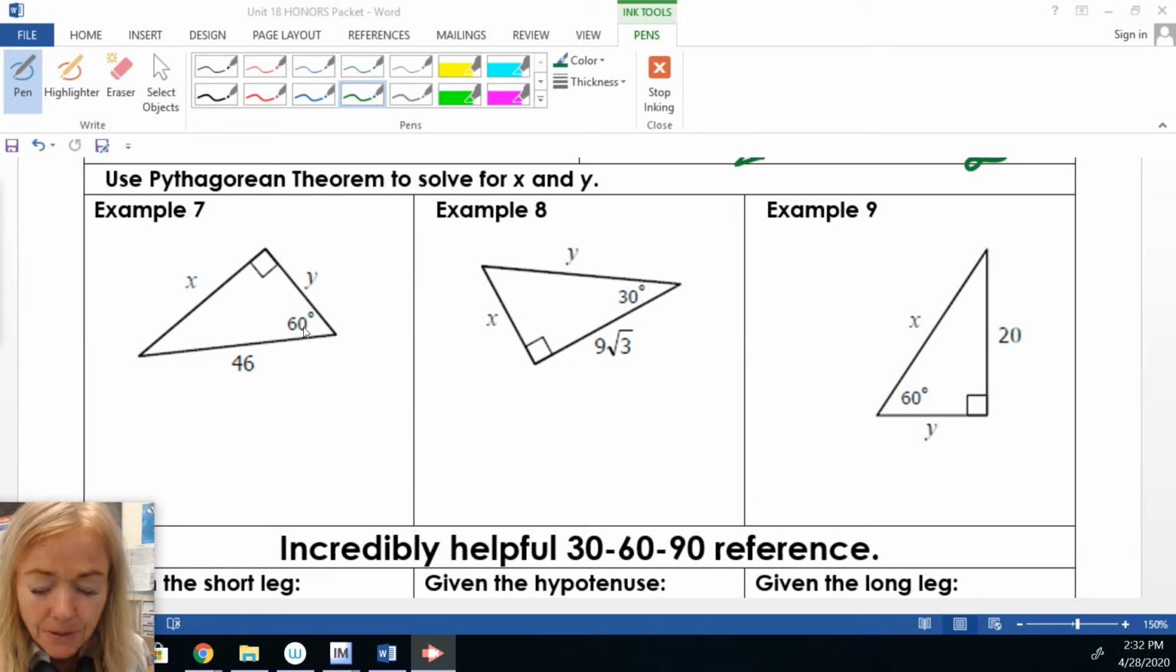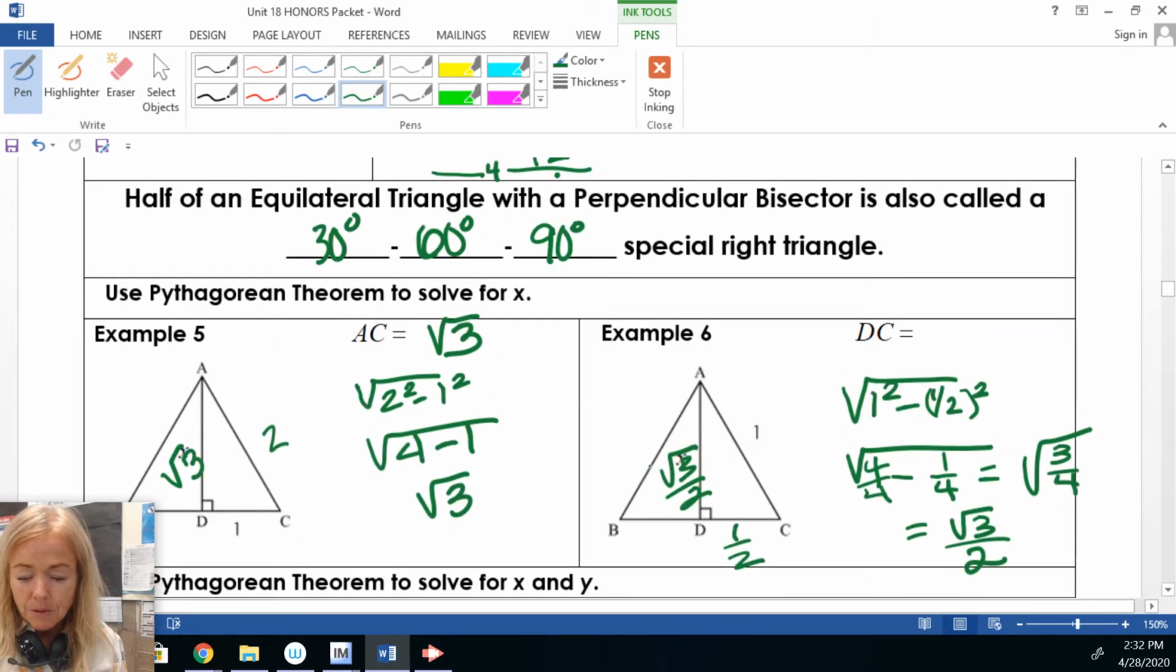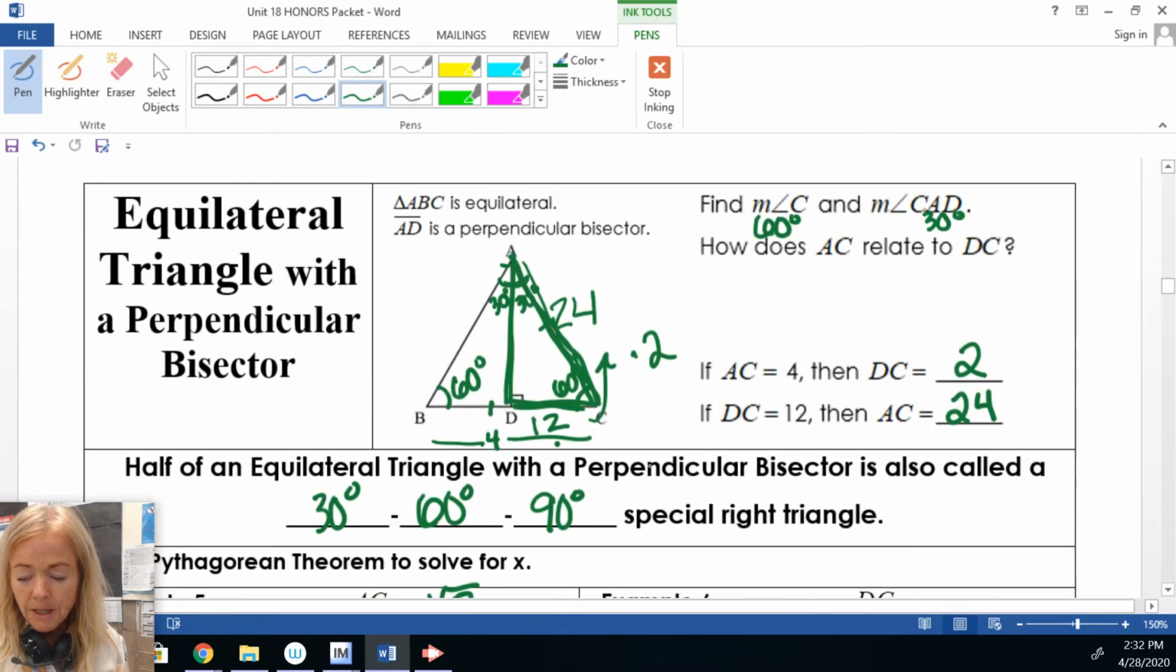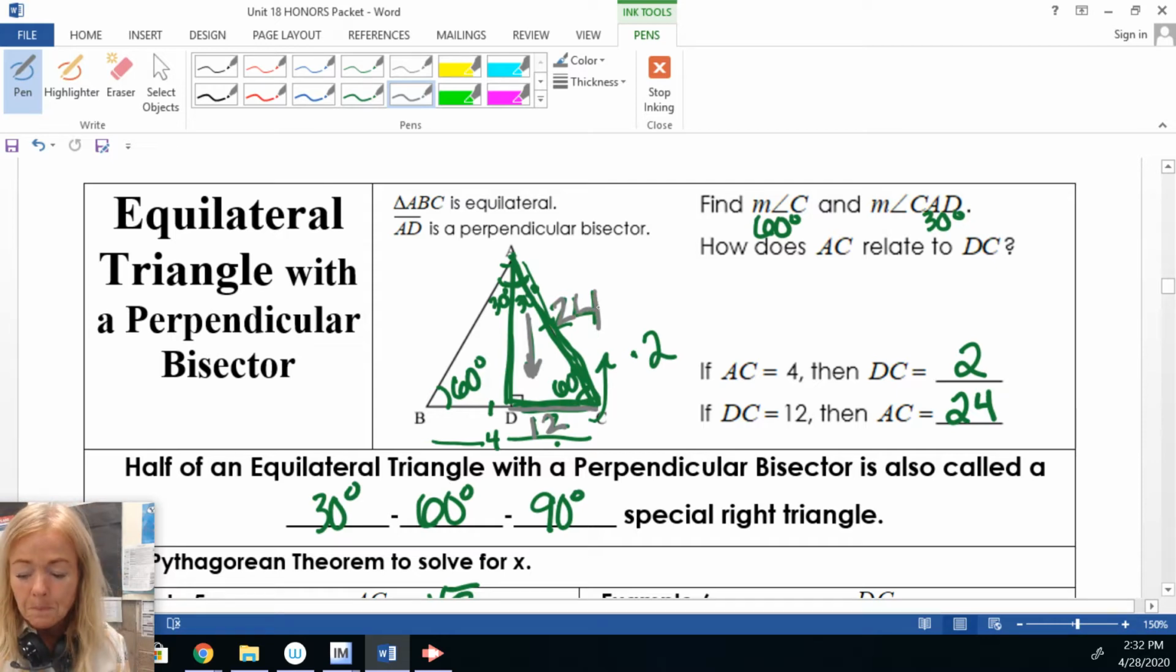Here we have a 60-degree angle, and that means this is a 30-degree angle here, and the hypotenuse is 46. Now, we know the hypotenuse is going to be double one of the sides. Which side is it? Remember when we have our equilateral triangle here? The shorter side, which is across from the 30-degree angle, is 12, and the hypotenuse is 24. So the shorter side is across from the shortest angle, the 30-degree angle.